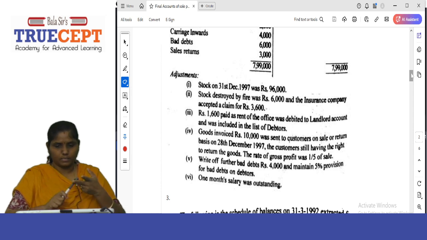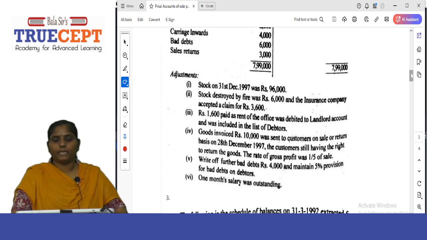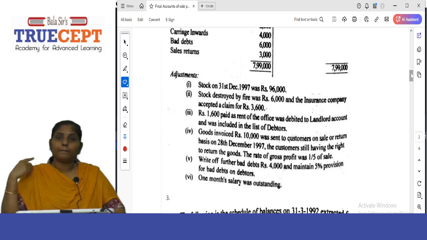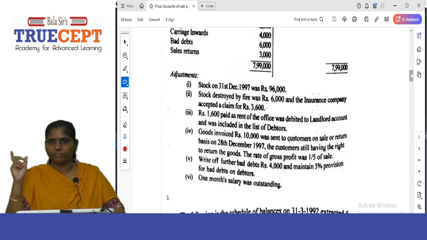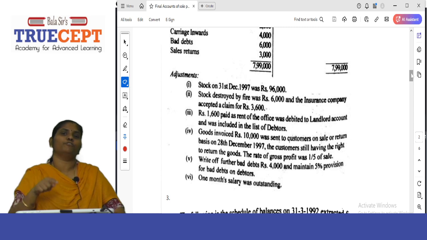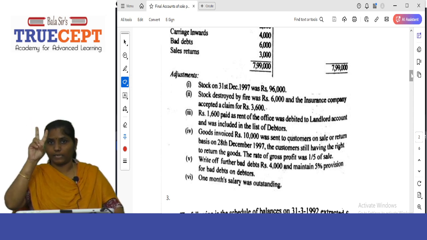Clear? Next, number 4. Goods invoiced at rupees 10,000 were sent to a customer on sale or return basis. Remember the sale or return adjustment, where I send the goods on approval basis to my customer, and the customer has a right to either accept the sale or he can reject and return the goods to me, and for that I will give a reasonable time for him. If that happens at the year end, then we have to adjust it. Remember, we studied it in the adjustments. How am I supposed to deal with it? Two times I have to adjust this.